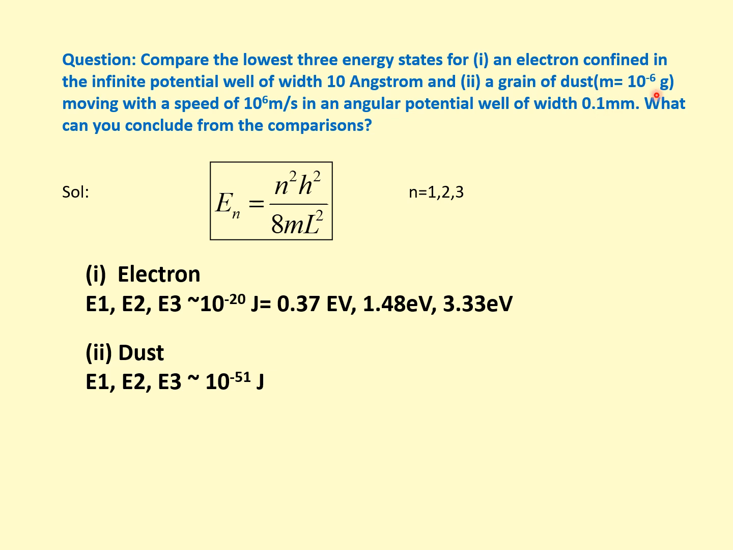Whereas for the dust particle, the energies are of the order of 10 to the power minus 51 joule, which is a very small number. That's why we cannot see the discrete energy levels in the case of particles which have higher mass. So 10 to the power minus 6 gram is much higher than the mass of the electron. So this factor is important. We can see this kind of effect in subatomic particles like electrons, or particles with very small mass.